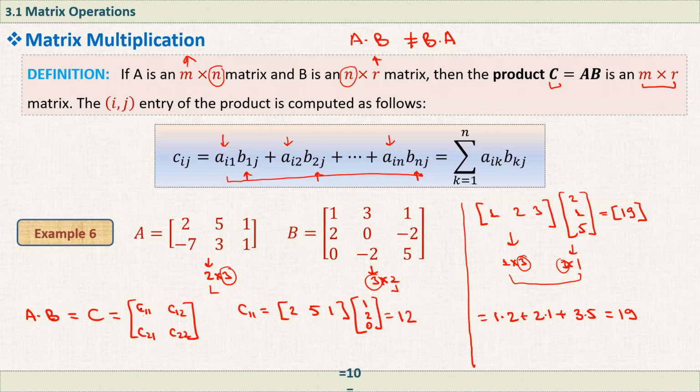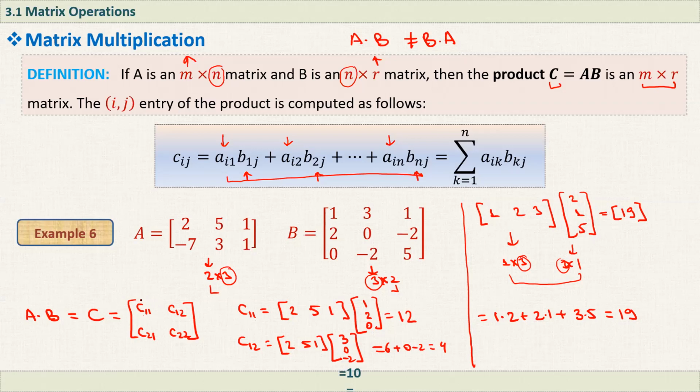So this C11 is equal to 12. And how about here, let's say C12. Again, the 1, 2, right? That means that the first row of A, that is 2, 5, 1, we should multiply by the second column of B. The second column is 3, 0, negative 2. So if you multiply, 3 times 2 is 6, plus 5 times 0 is 0, plus 1 times negative 2 is negative 2, which is equal to 4.